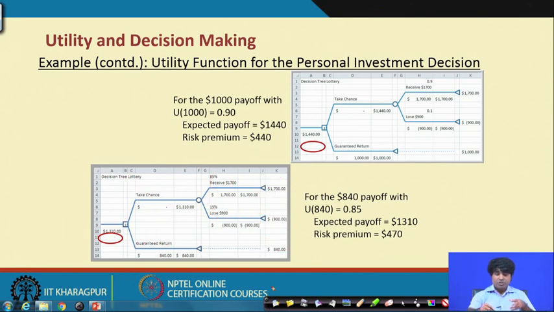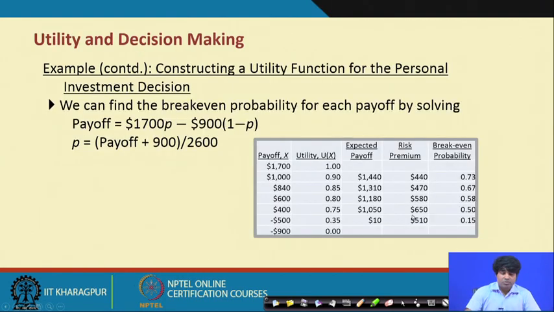So, likewise we have a different kind of structure through which we address these business problems as per the particular requirement. This is how it corresponds to the previous example. Now, we have analyzed in the case of utility, highest utility and lowest utility, but in the meantime if we apply all these values, we can find out the utility level in between, and then expected payoff, risk premium, then finally the break even probability.